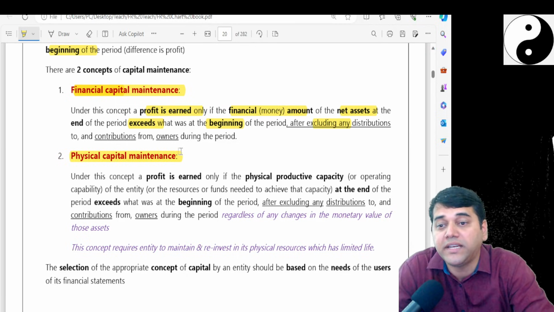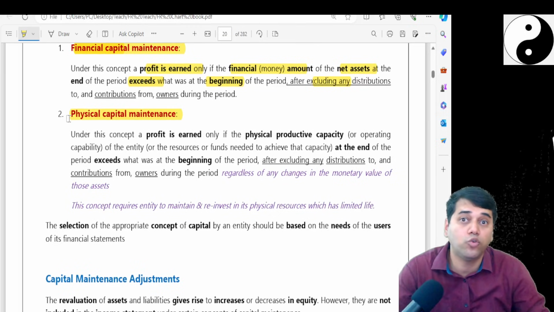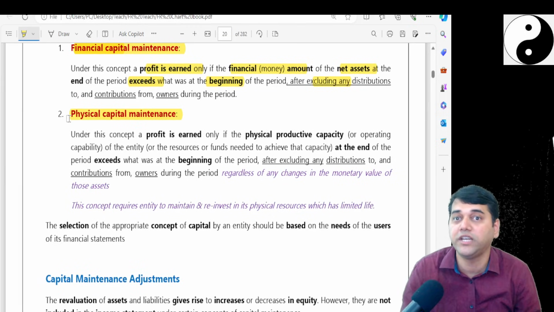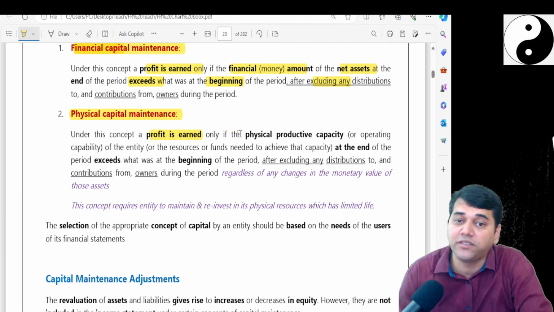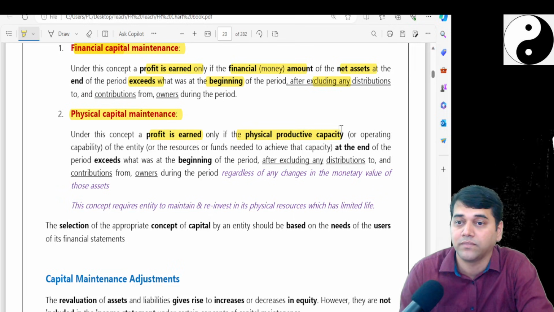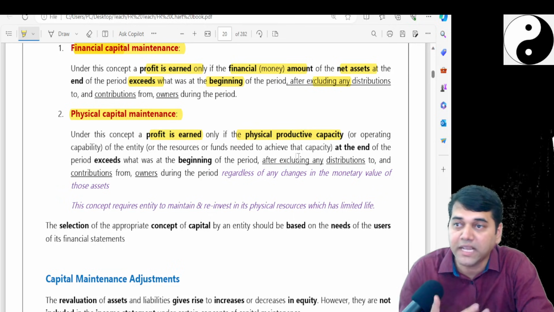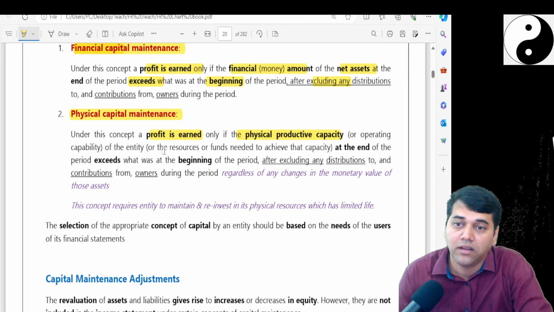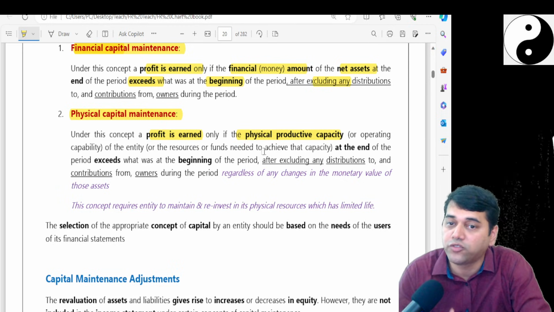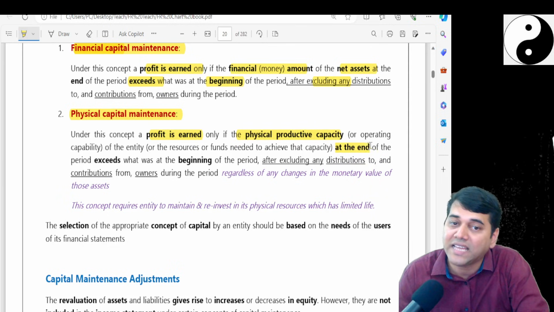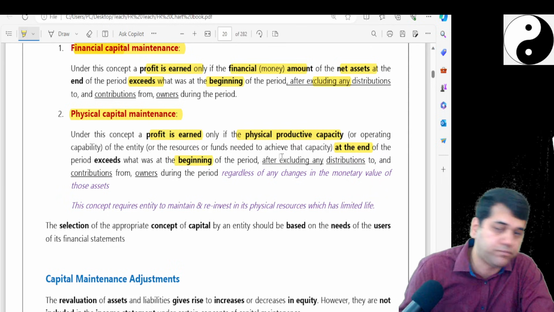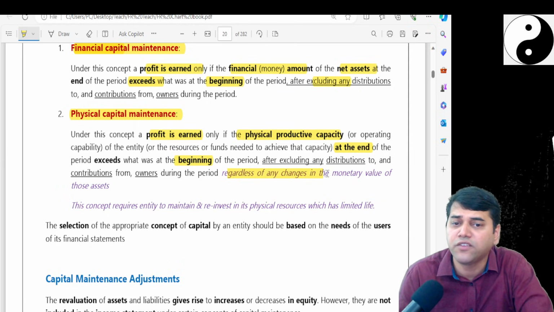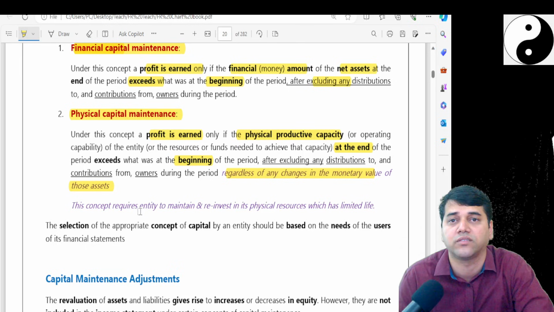What is physical maintenance? Physical maintenance doesn't go with the monetary value. It says that your profit is earned if your physical productive capacity or operating capacity of the entity, like resources or funds needed to achieve that capacity, at the end of the period exceeds what was there at the beginning of the period, regardless of any change in the monetary value of those assets.